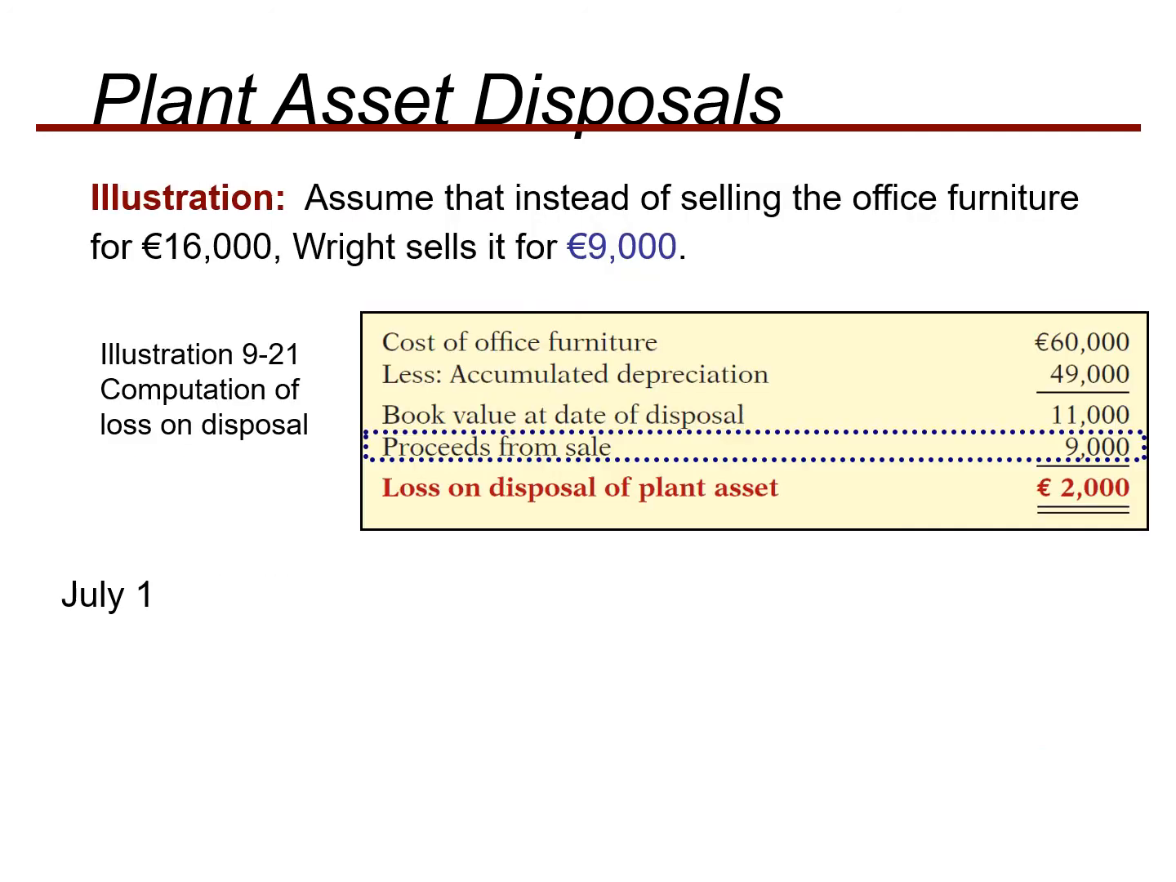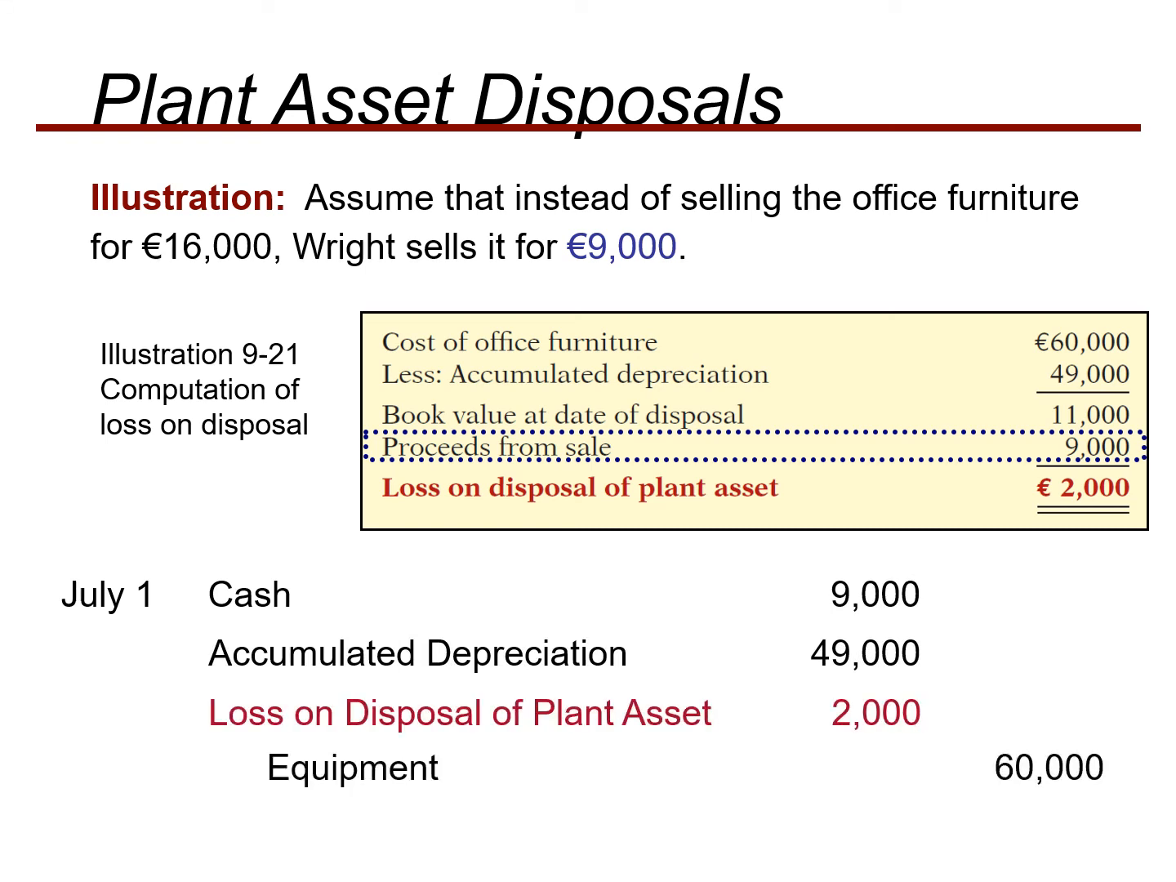Okay. In the second case, assume that instead of selling the office equipment for 16,000, Wright sells it for 9,000. In this case, the cost of the office equipment is 60,000 and accumulated depreciation is 49,000. These remain the same, and obviously the book value also remains the same, but the proceeds you are getting from the sale are 9,000. Deducting 9,000 from 11,000, you get 2,000, which is 2,000 less than your book value. That's why this would be considered a loss from the disposal of plant asset.